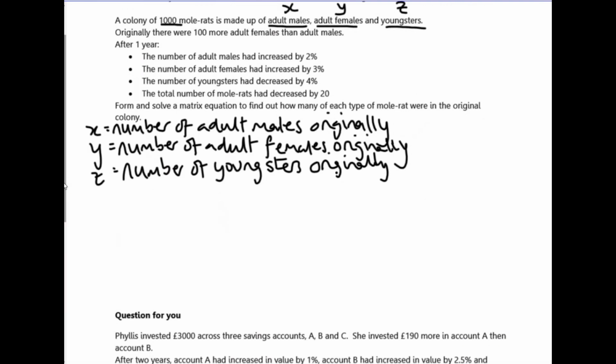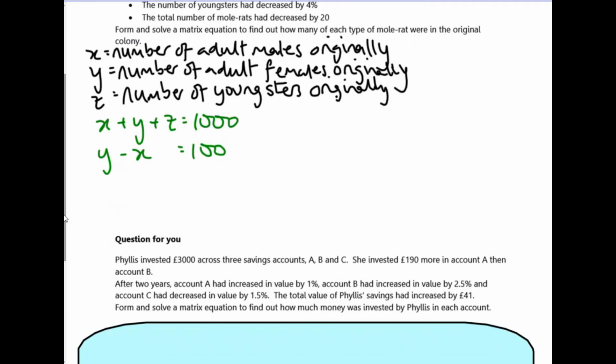Then we have to take the information given to us in the question and form some equations. So first off, we've got 1,000 mole rats. So the total population of the mole rats is equal to 1,000: x plus y plus z. It then says there were originally 100 more adult females than adult males. So I'm going to do this as subtraction. The difference between the adult females and the adult males is equal to 100. There are other ways you could do it. You could say the number of adult females is equal to the adult males plus 100, but ultimately you need to rearrange it so you've got x and y on the same side. And actually, I'm going to swap the order of these just so it's in the right order. So minus x plus y equals 100.